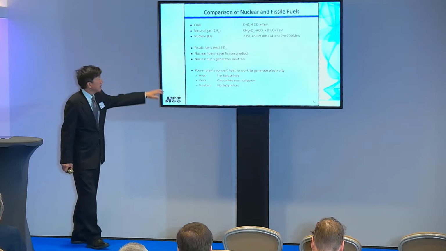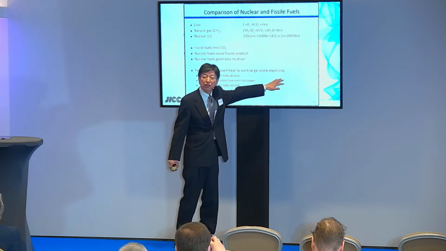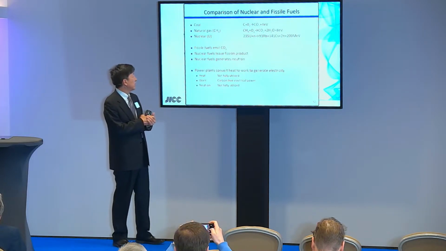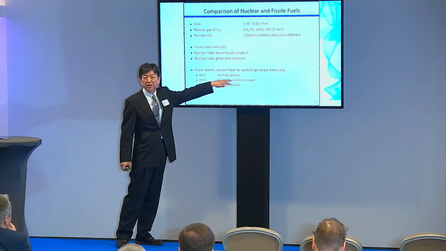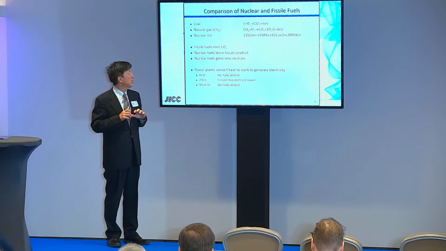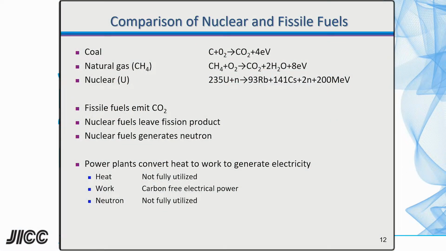Okay? The nuclear power plant converts heat to work to generate electricity. We have already used the work energy, mechanical energy. It is a carbon-free electricity, right? However, we have not fully used the heat of the nuclear system. Actually, we can obtain very high temperature from the nuclear system. And the heat is not yet fully utilized. And in addition, neutron, it is also not fully utilized. So the future generation reactor system, we are going to consider the usage of the high temperature energy source and neutron. I'll talk about these things later.